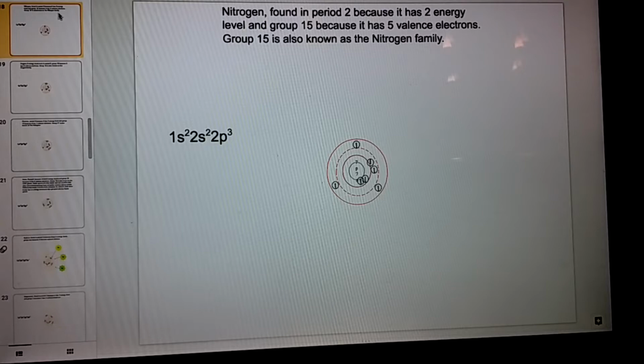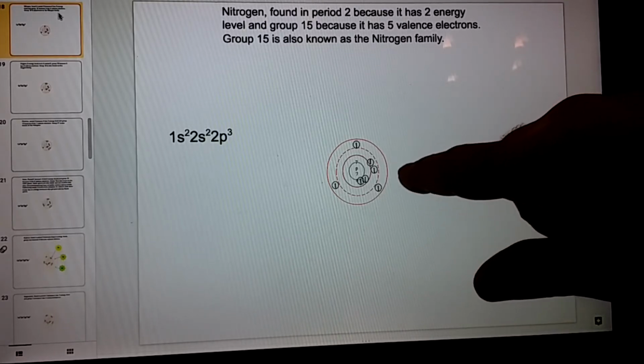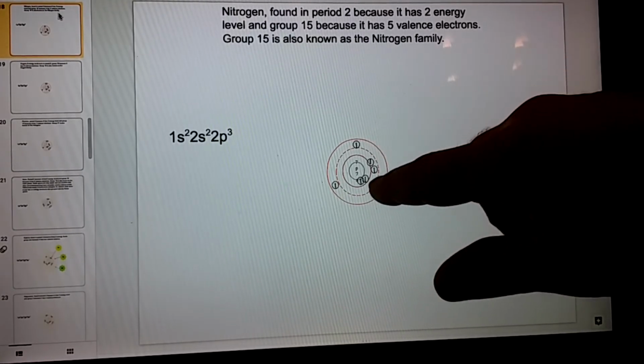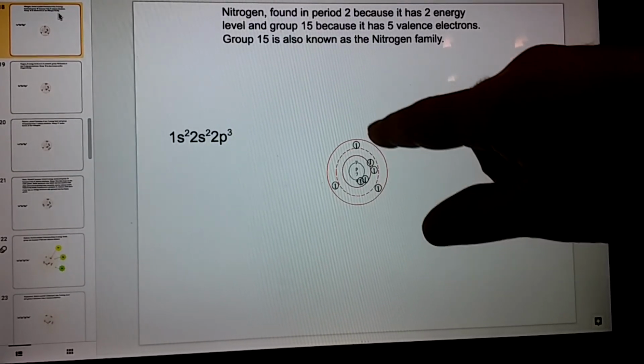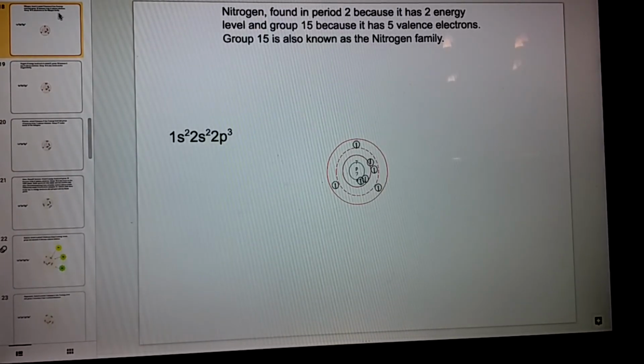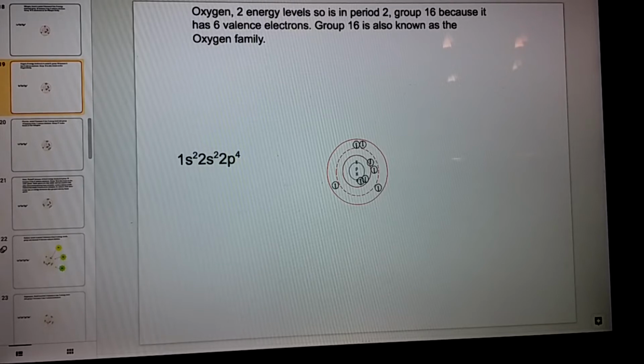And you can feel free to stop and pause the video anytime to see the configurations. We'll start getting partners in these. They're alone, and they all have the same spin up, and they start getting the opposite spins as we move on from here. Oxygen, 2 energy levels, so it's in period 2. Group 16 because it has 6 valence electrons. Group 16 is also known as the oxygen family.